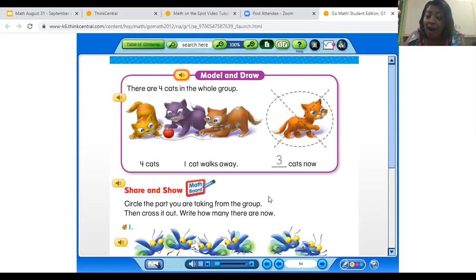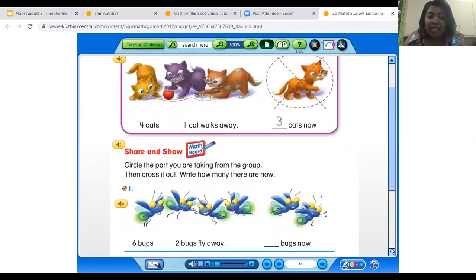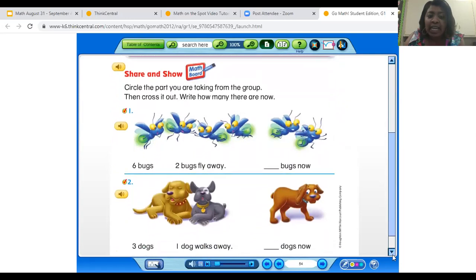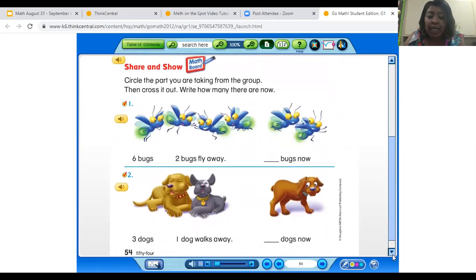So now there are 3 cats. Good job. All right, let's share and show. We're going to circle the part that we are taking away from the group, then cross it out. Write how many now? Let's look at number 1.